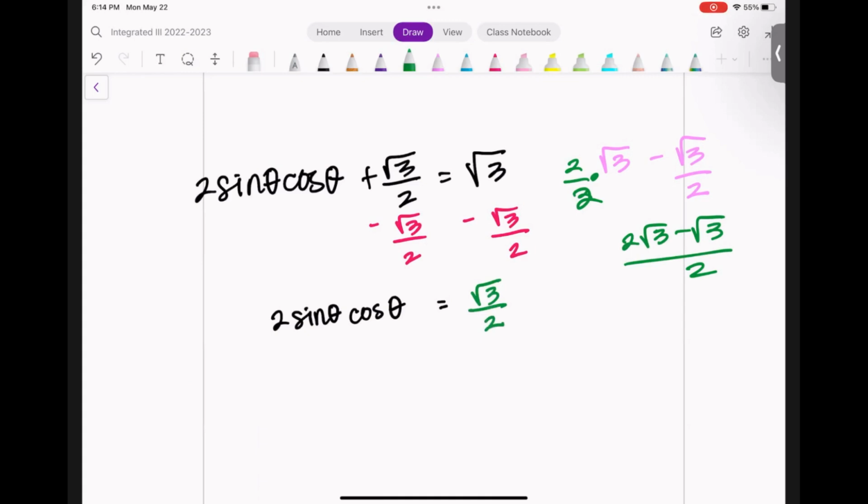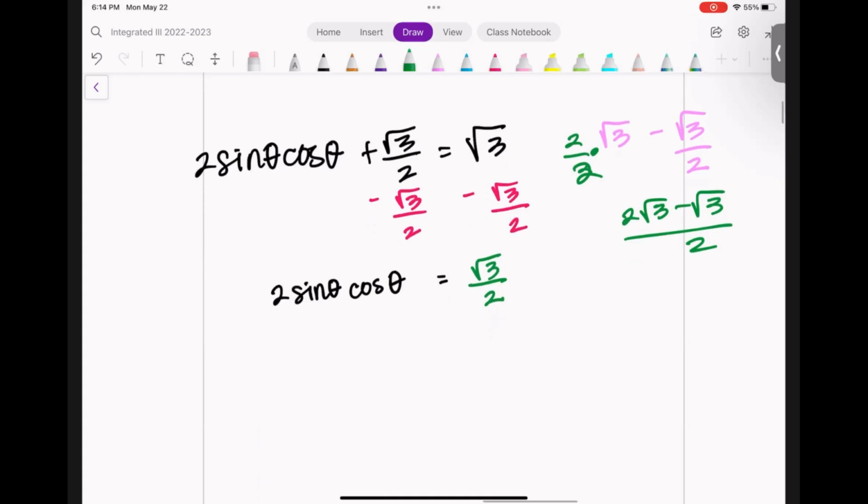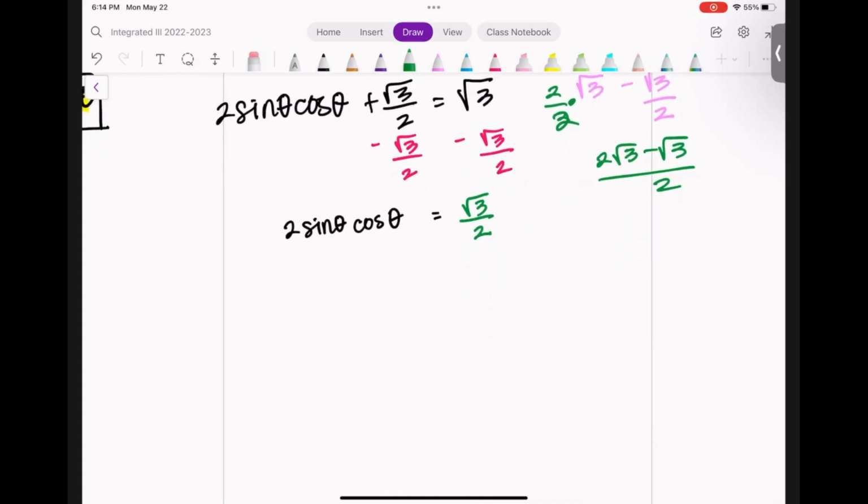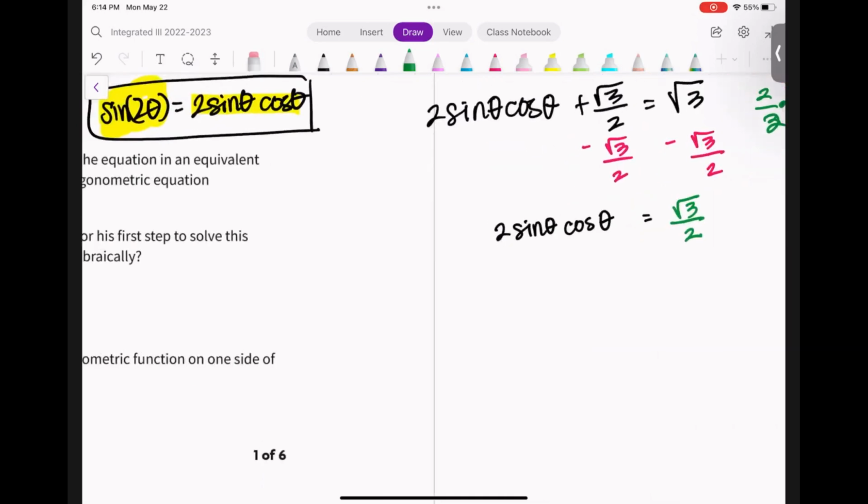Now when you're doing these, don't get bogged down by the fractions. Just do what you did before. Get a common denominator by getting the equivalent fraction and then subtract just like you did before. Subtract the numerators, keep the denominator. Now I know you're tempted to divide by 2, but don't, because remember, we want to use this identity. So instead of writing 2 sine theta cosine theta, on the next line I'm going to write sine of 2 theta equals root 3 over 2.